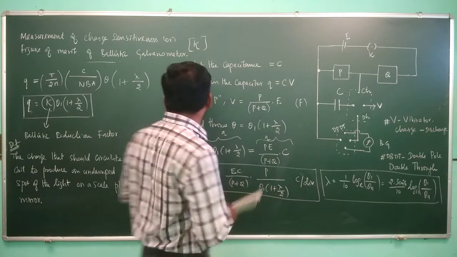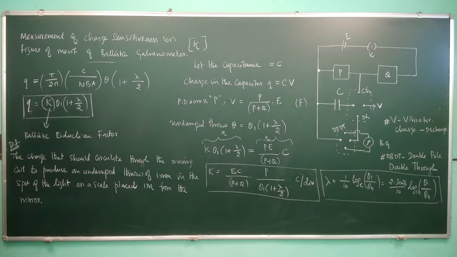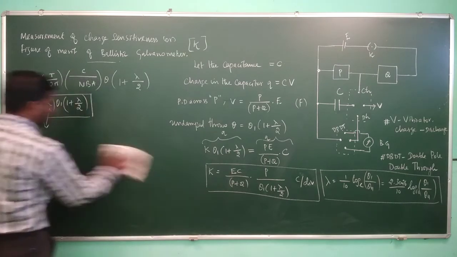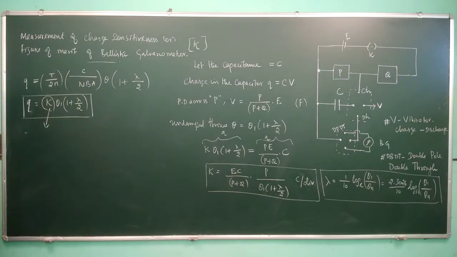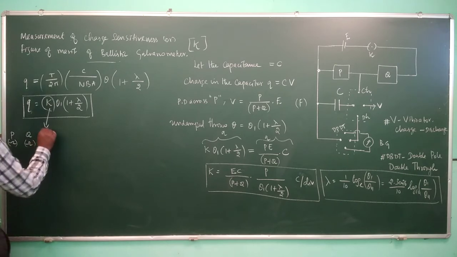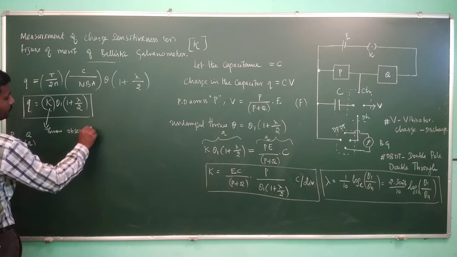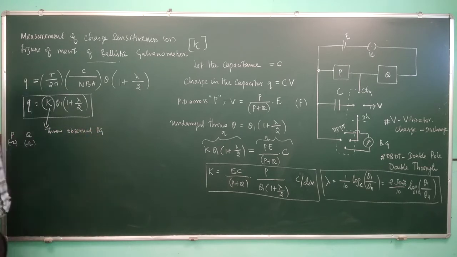So the thing is, we need to make the tabulation. Let me draw the tabulation here. Let me sketch the tabulation for this experiment. So we have started with P. The unit for P is ohms. Then Q, it is also in ohms. Then the throw observed in the ballistic galvanometer.